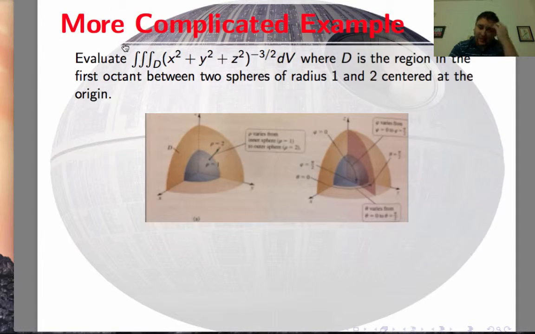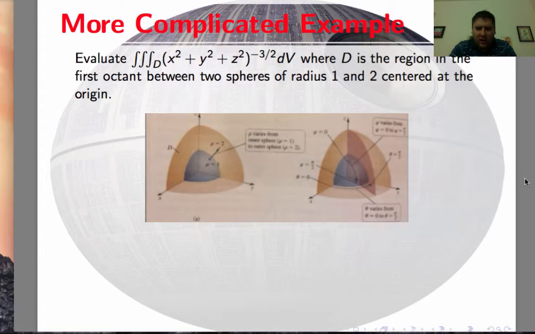Okay, so that was too easy. That was too simple. Let's do something more complicated. Let's evaluate this integral: x squared plus y squared plus z squared, raised to the negative 3/2 power. I want to integrate that over this region D, where D is a region that's only living in the first octant, and it's between the sphere of radius 1 and the sphere of radius 2, both of which are centered at the origin.